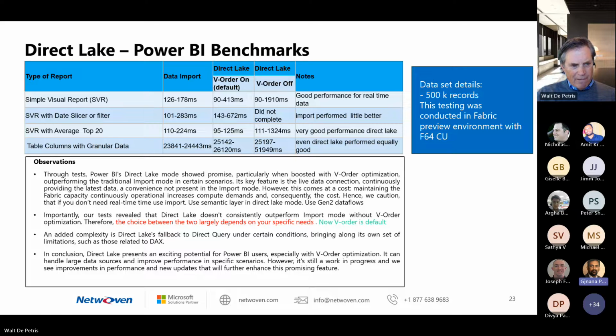So, thanks. And it's a direction. We don't say its benchmark is totally there. It's a direction, a positive direction. We are going in the Direct Lake mode. That's our conclusion.